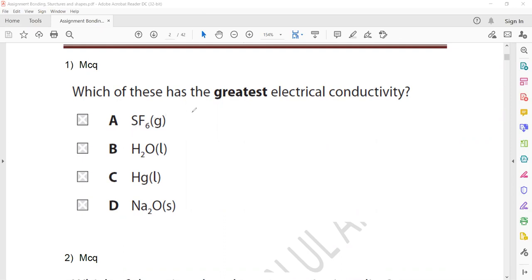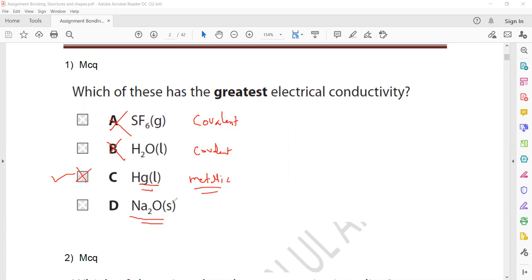In SF6, it will be a covalent bond, so it does not have any delocalized electrons. It cannot be A. Water will have a covalent bond and there is no delocalized electron, so it cannot be B. Mercury is a metal, so it will have a metallic bond, which is a positive ion in a sea of delocalized electrons, so that's why C will be the right answer.